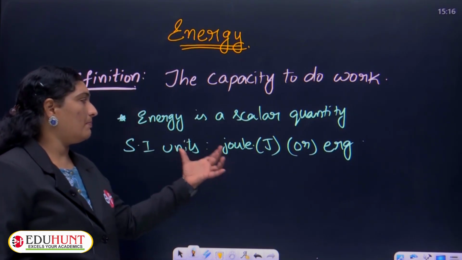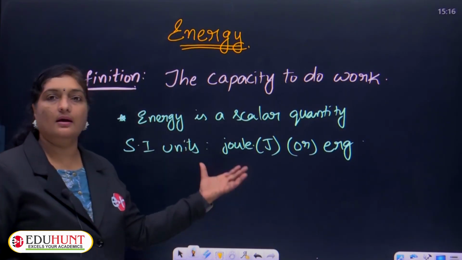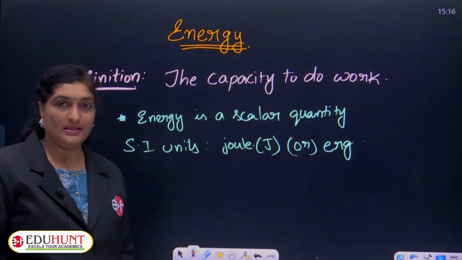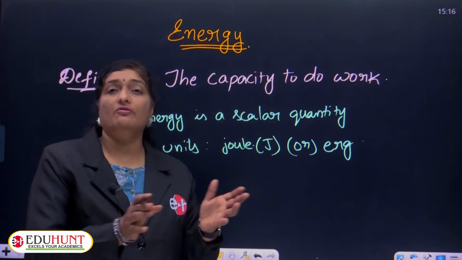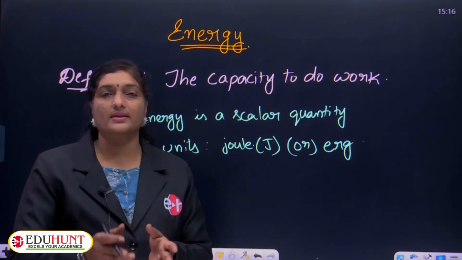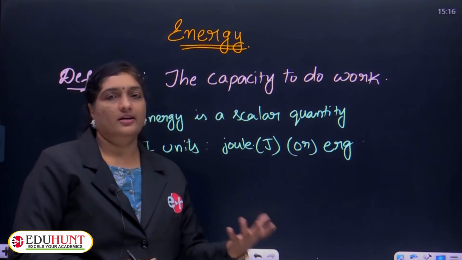So, when do you say that a body is possessing one joule of energy? Whenever the body is able to do 1 joule of work, then we can say that the body possesses 1 joule of energy.